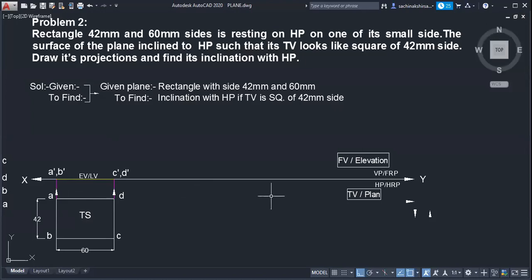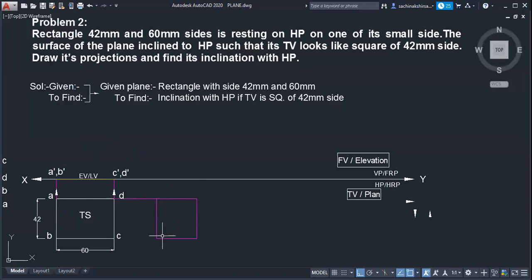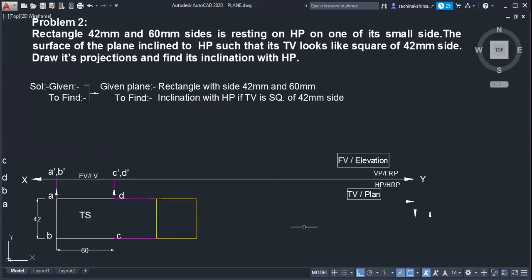So either you can draw by taking projection or as it is, nothing else. If you draw likewise, no issue. If you draw something like this, with sides 42, 42, 42 and 42, no problem. This is the apparent shape mentioned in the problem. Drawing by taking projection or without projection, no issue.